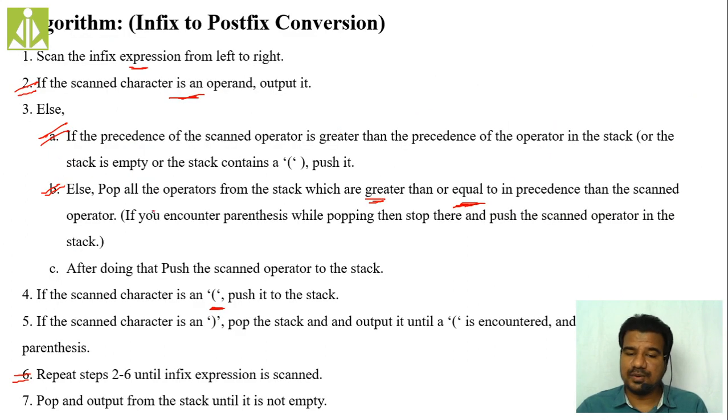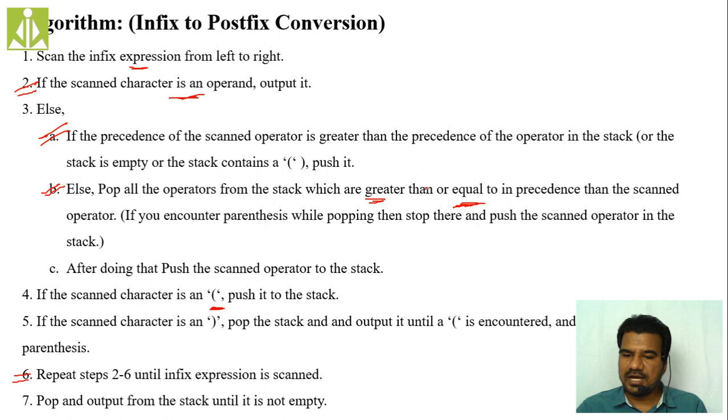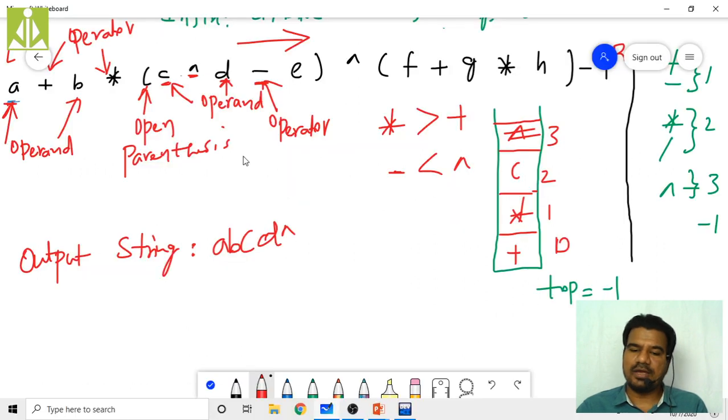Here you can check. Pop all the operators from the stack which have greater than or equal precedence than the scanned operator. If you encounter a parenthesis while popping, then stop there and push the scanned operator into the stack. So we encountered the parenthesis now. While popping, I popped this cap and then I encountered the open bracket, that is the parenthesis. If I encounter any parenthesis, I have to push the scanned operator in the stack. So what is my scanned character? This minus is my scanned character.